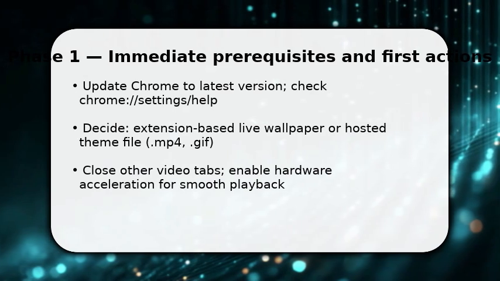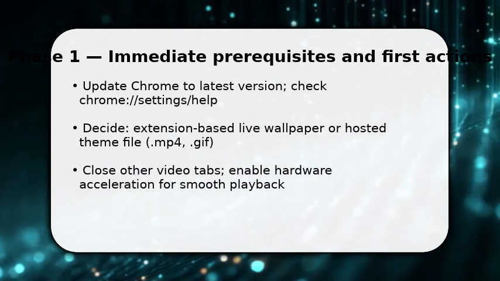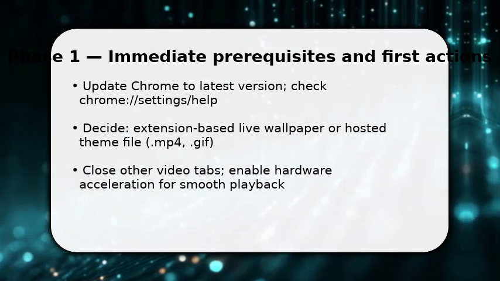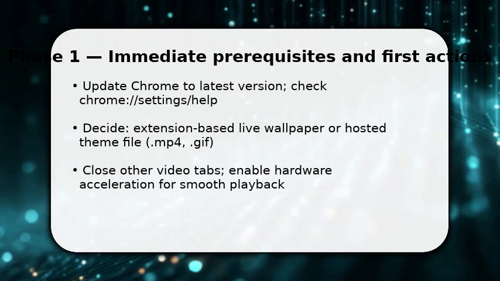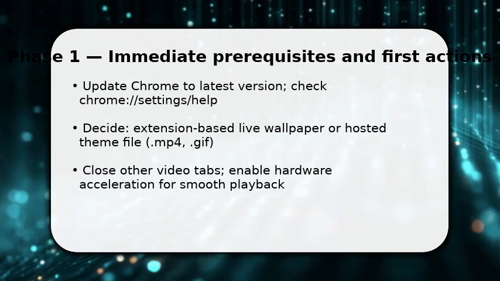You start by preparing Chrome and your assets. Update Chrome so extensions and APIs work. This avoids compatibility issues. Once done, choose whether you'll use a web store extension or a local video/image file. Each method needs different permissions.